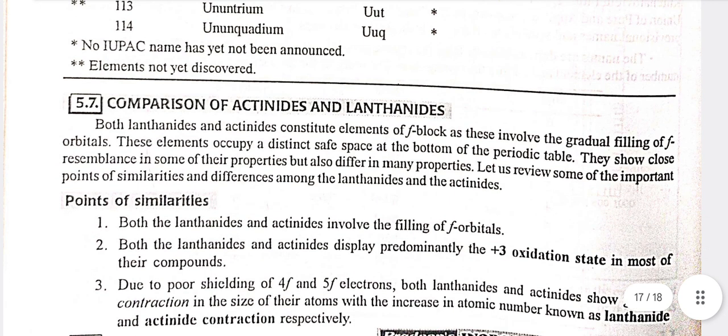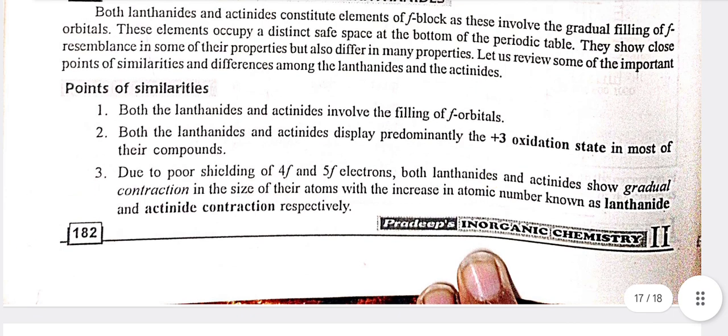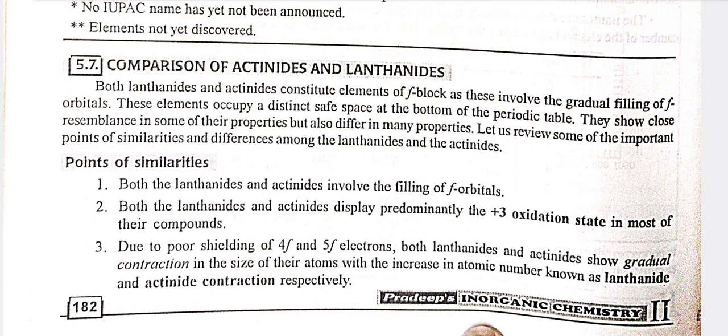Comparison of actinides and lanthanides. Both lanthanides and actinides constitute f-block elements, and these involve the gradual filling of f orbitals. These elements occupy a distinct space at the bottom of the periodic table. They show close resemblance in some of their properties, but also differ in many properties. Points of similarities.